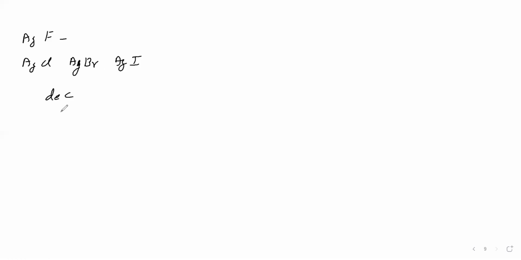Therefore, in the salt analysis, for the Cl- test, we will take the chloride salt and add silver nitrate solution. All the metal nitrates are quite soluble in water. We will get AgCl white precipitate.